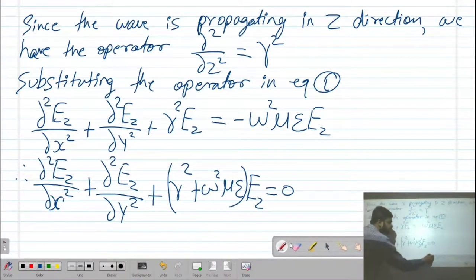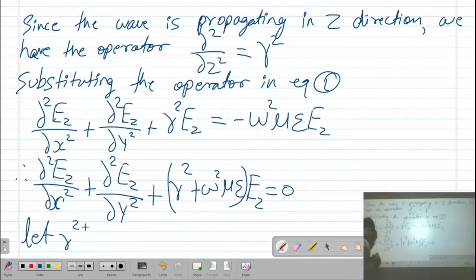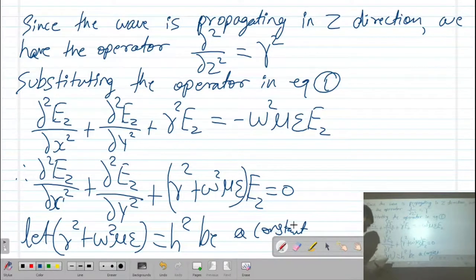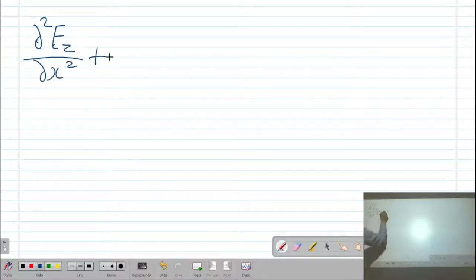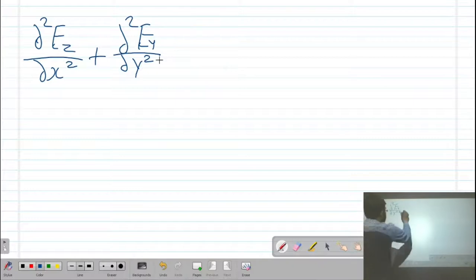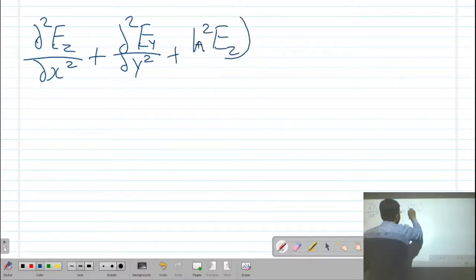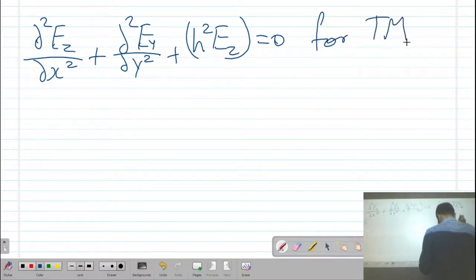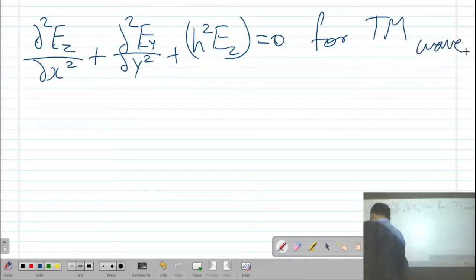Now let gamma square plus omega square mu epsilon be equal to h square, a constant. Then we will have del square E of Z by del X square plus del square E of Z by del Y square plus h square E of Z is equal to 0. This is for the TM wave.